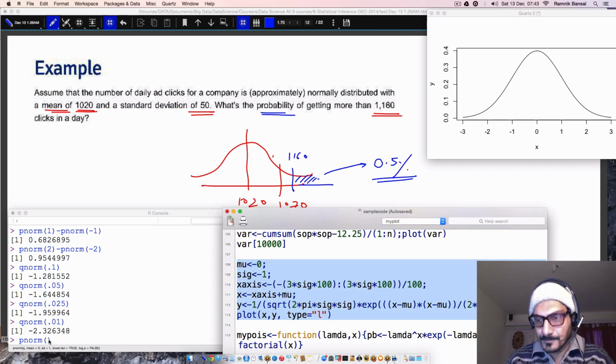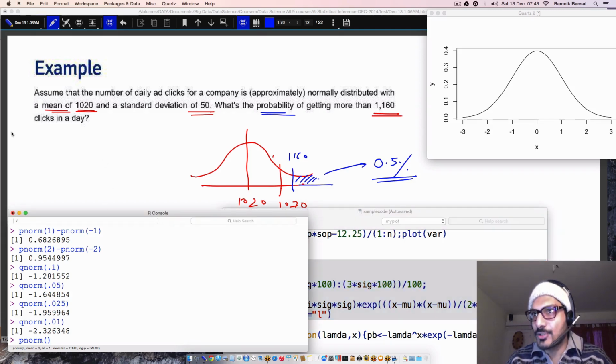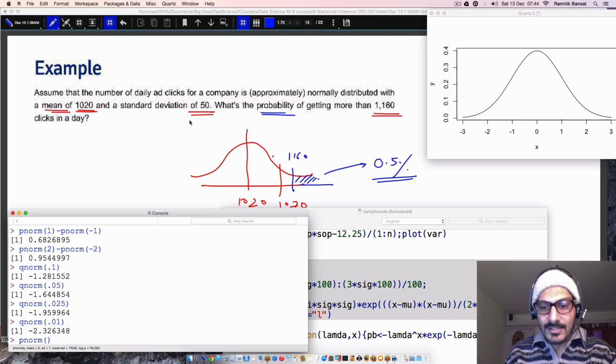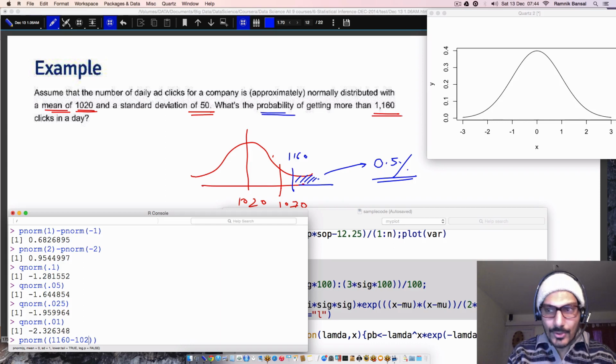What are the parameters that I should pass to pnorm for this particular example? Are you there, or are you thinking about it? One option is to pass it the way Lavita said: 1160 minus 1020, divided by 50.